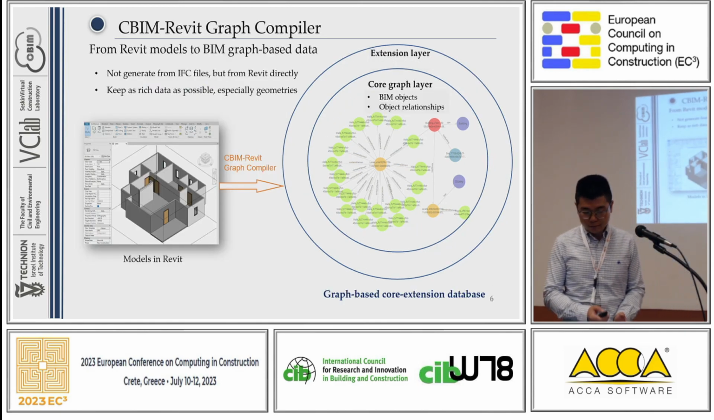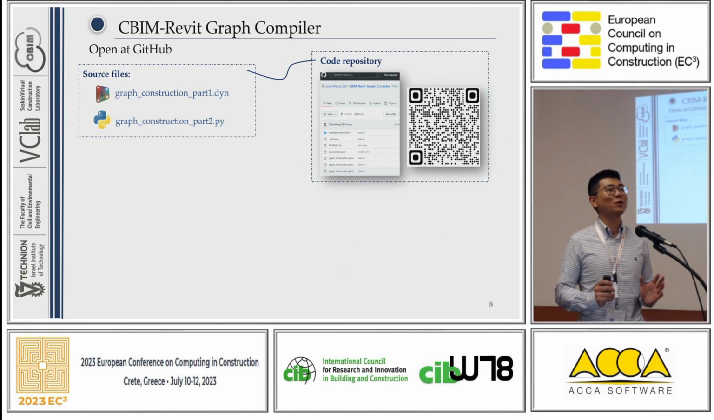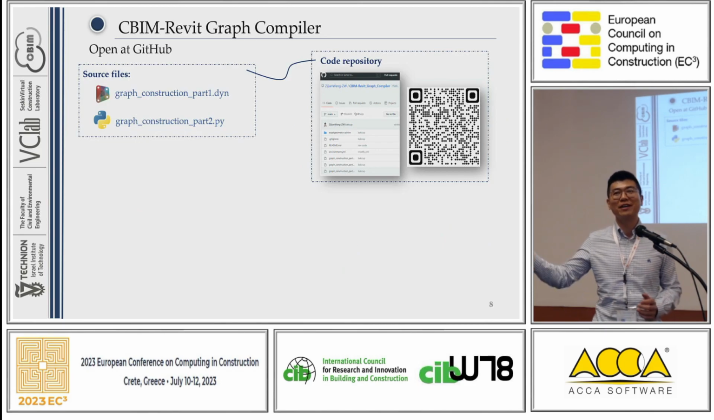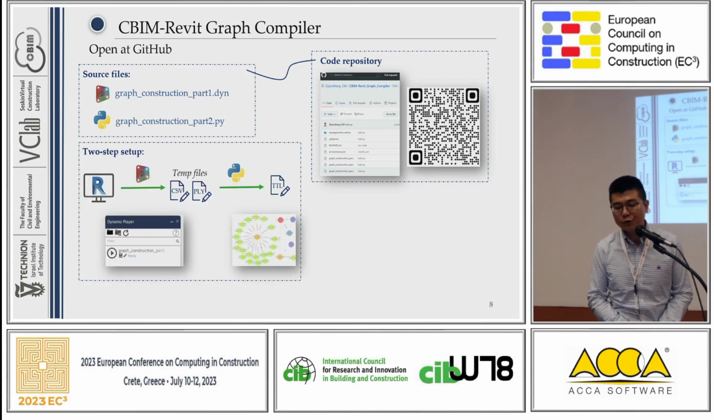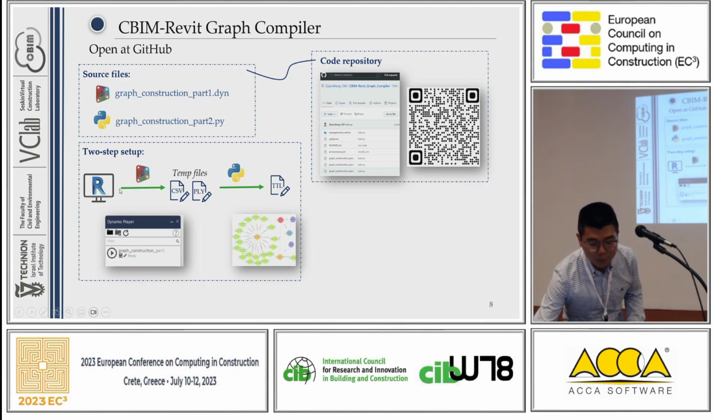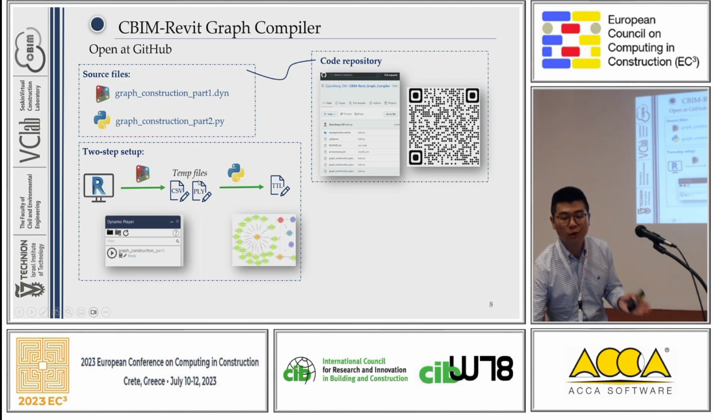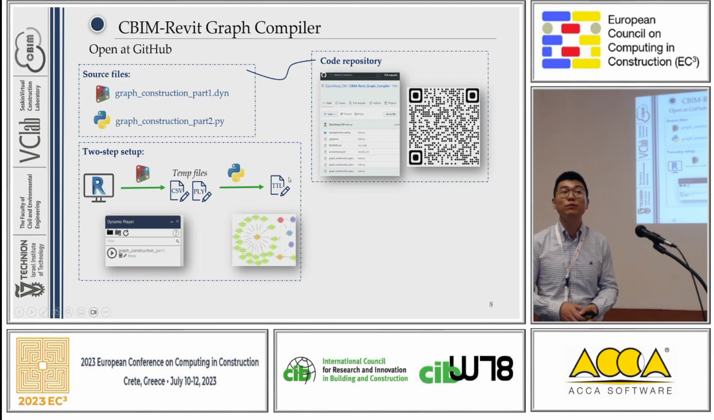And all this data, all this code is available on GitHub. You can just go there, everything's already set up. So if you want to use the compiler, you follow the two-step procedure. You first load the Dynamo file inside Revit, like in the Dynamo player. You just click the run button, and then it will generate some temporary files. Then you run the Python file. It will compile all the temporary files into a turtle file, the BIM knowledge graph.